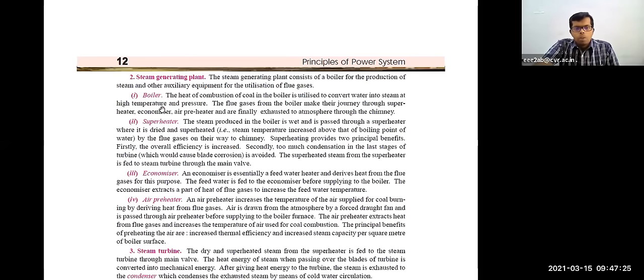Okay, so what is the role of the superheater here? The steam produced in the boiler is wet and is passed to the superheater where it is dried and superheated. So from the boiler steam is produced, but again we pass it to the superheater to remove some wet particles from the steam, because we want to get the maximum efficiency.